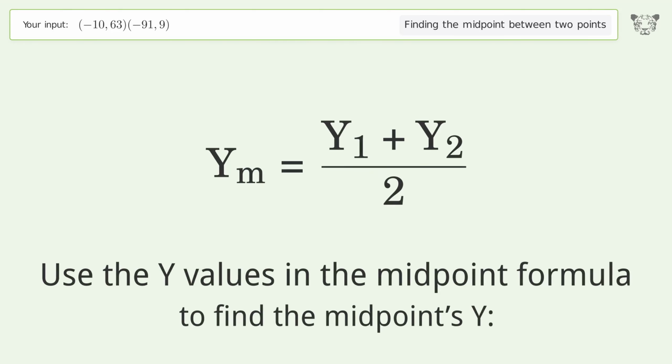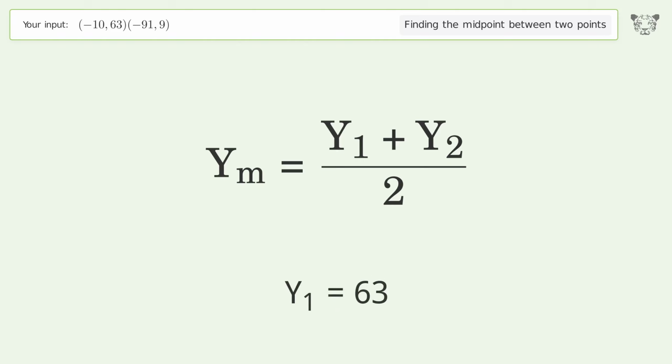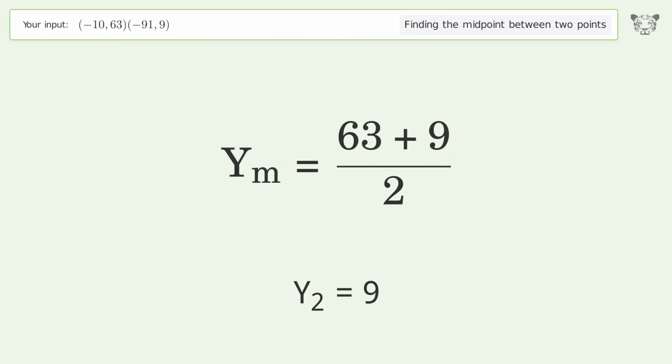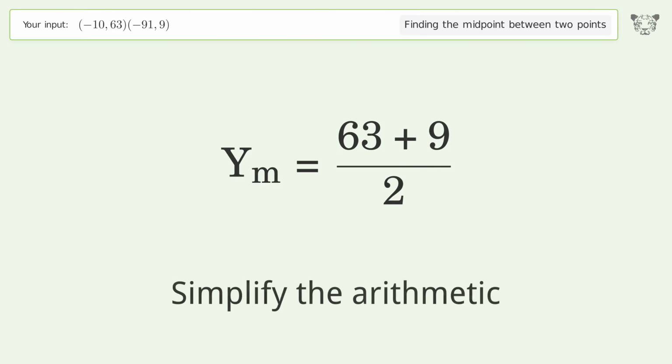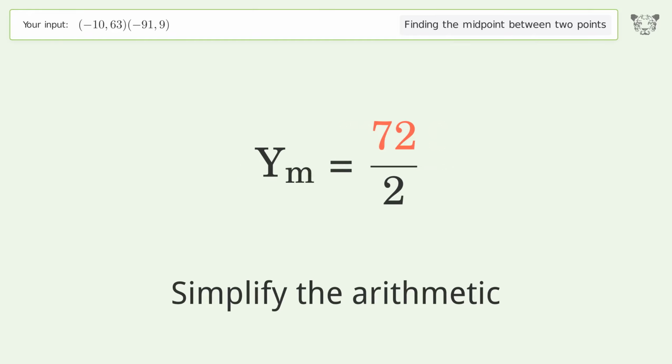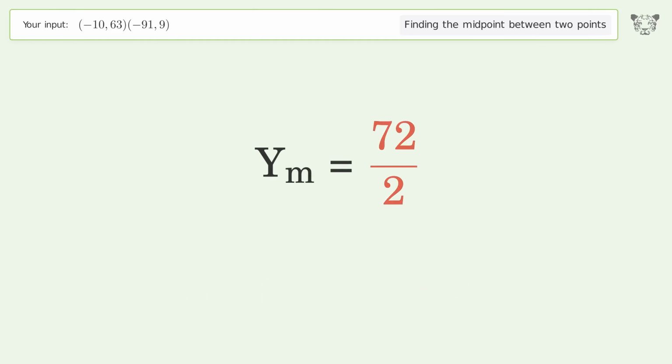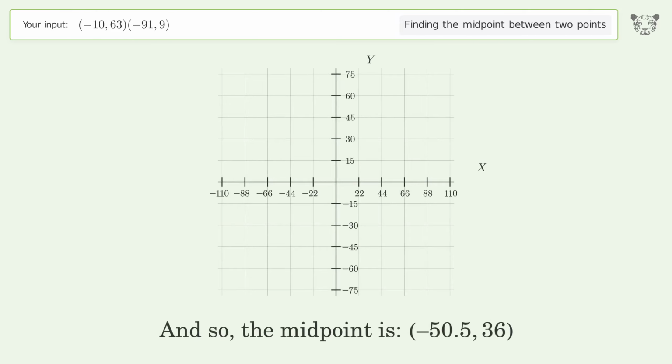Use the y values in the midpoint formula to find the midpoint's y. y1 equals 63. y2 equals 9. Simplify the arithmetic. And so, the midpoint is negative 50.536.